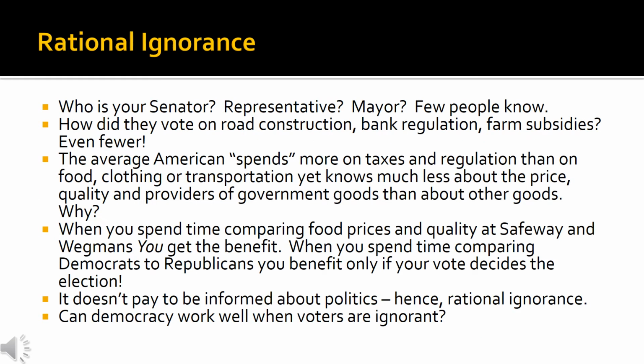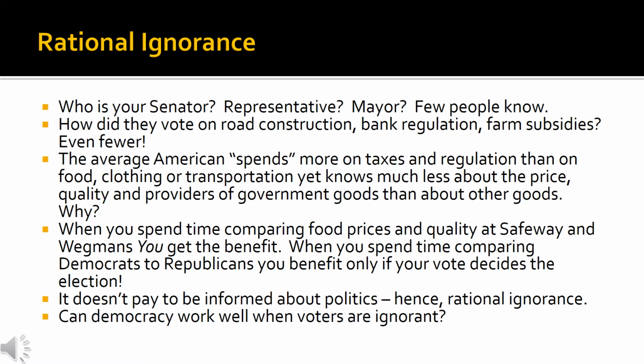So why do so few people know about their senator, their representative, or their mayor? And how do they even square that with knowing how these people vote on road construction, on bank regulation, on farm subsidies? How do they know what policies these people support or don't support when they don't even know who they are? The average American spends more on taxes and regulation. Taxes and regulation cost them so much more than food, clothing, or transportation as a part of their budget. But they know so little about that, while they know so much more about the food they buy, the clothing they buy, the transportation they buy.